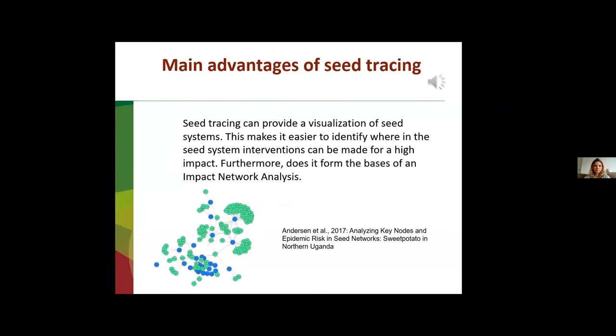One of the main advantages of seed tracing is that it provides a visualization of the seed system, and that makes it easier to identify where intervention can best be made, or which are key nodes in the network, and so on. And also, this information can be used for an impact network analysis.